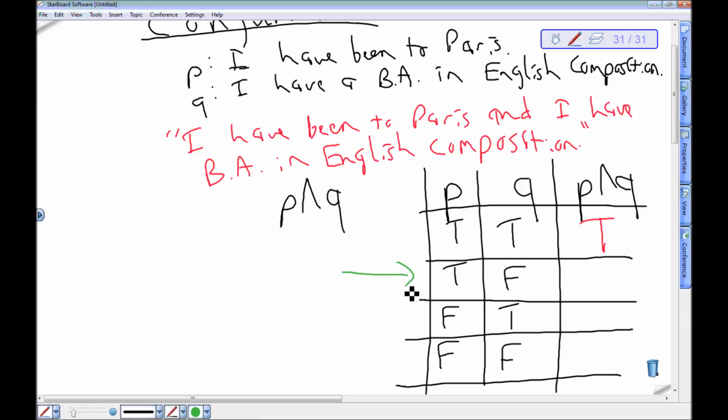Let's look at this next statement. If it's true that I've been to Paris, but false that I have a Bachelor of Arts in English composition, and I come up to you at a party and say, I have been to Paris and I have a Bachelor of Arts in English composition, I'm not really telling you the truth, because by saying and in the middle there, I'm really implying that both of those things are true. Okay, similarly, if I have been to Paris is false and I have a Bachelor of Arts in English composition is true, I come up to you and tell you both of these things are true. I've been to Paris and I have a Bachelor of Arts in English composition. That's going to be false as well.